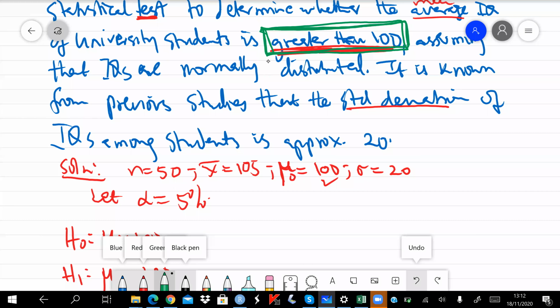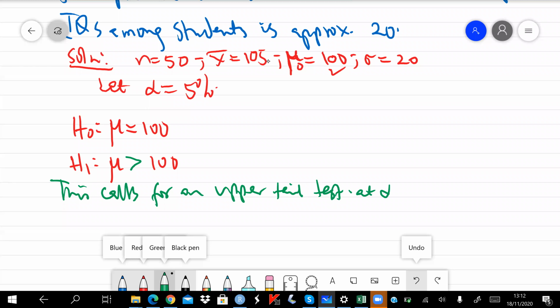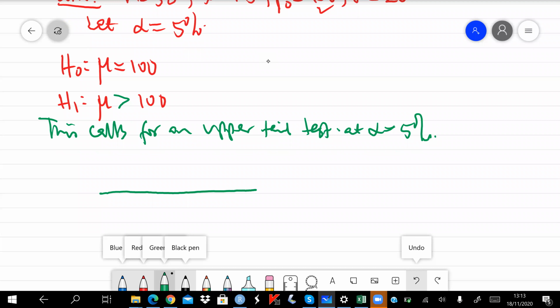So here we're going to put a greater than sign. And once you do that, you say that this calls for an upper tail test. You notice that the kind of test that you're going to perform, whether lower, upper, or two-tail test, depends on the problem at hand. So this calls for an upper tail test at alpha of 5%. Because we're assuming normality here, we can set up our critical region. So we're already in step number 3 here.